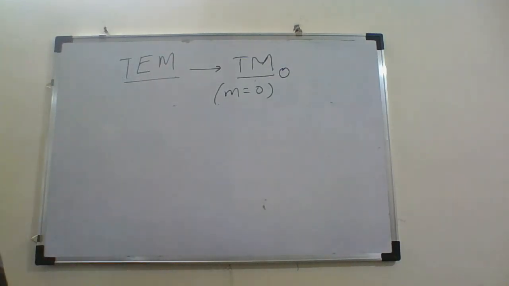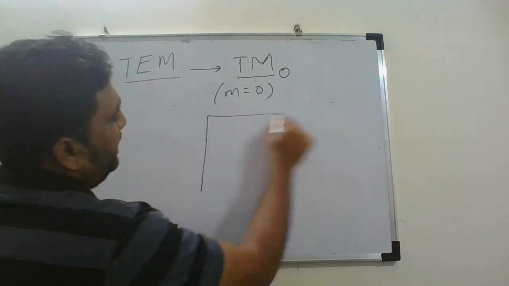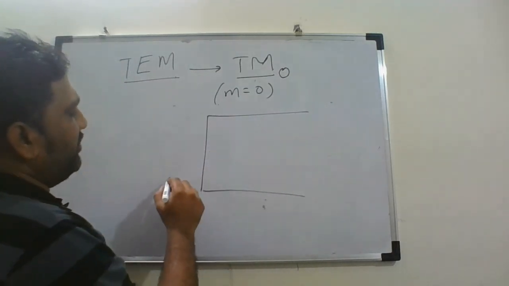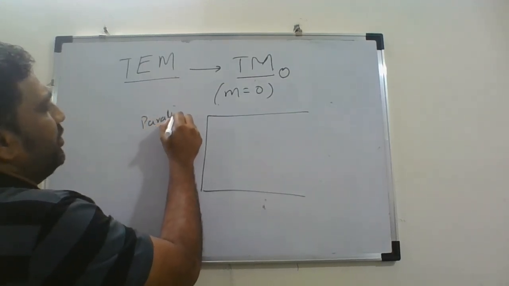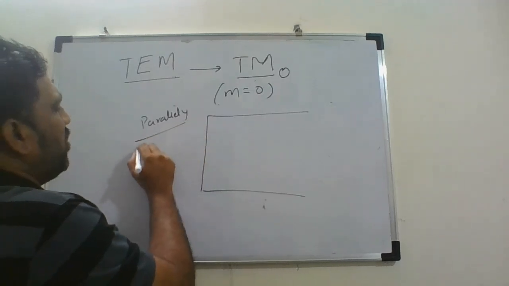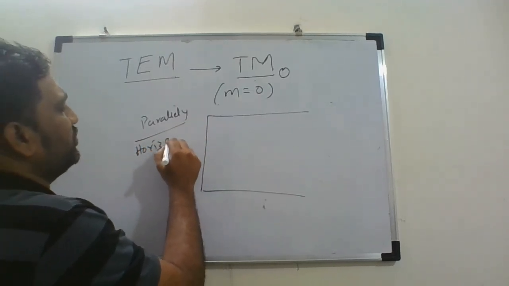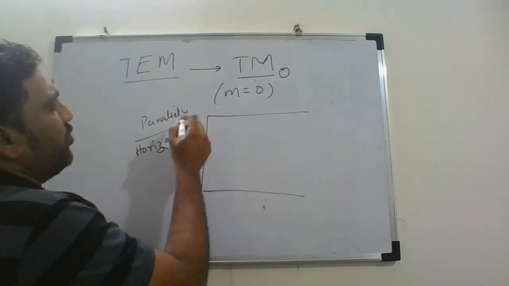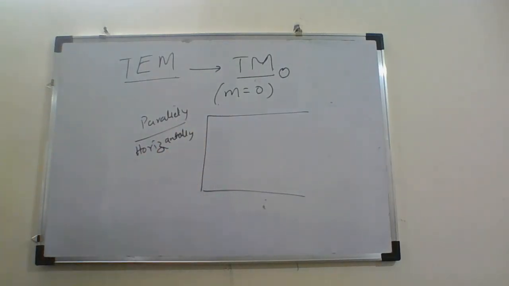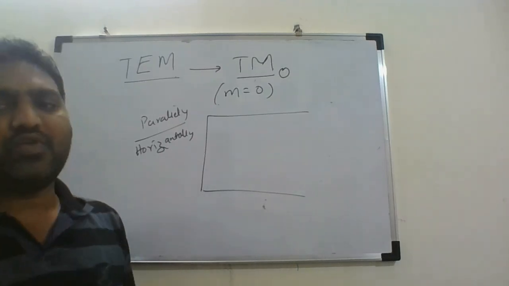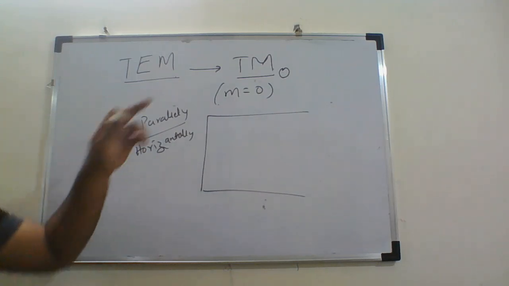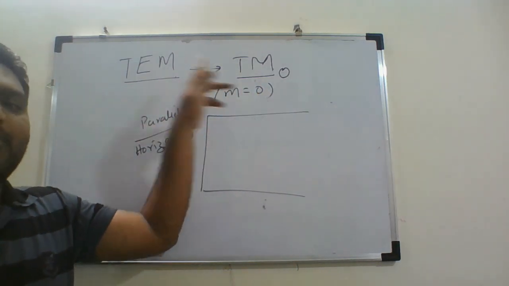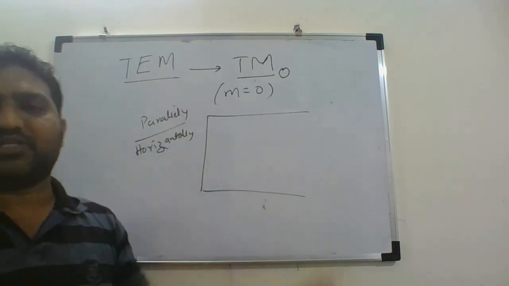We know when we will get TM waves. TM waves will be generated whenever I launch a parallelly polarized or horizontally polarized wave into the waveguide. Whenever we launch a horizontally polarized or parallelly polarized wave into the waveguide, we will get this TM wave. But here, we should get m equal to 0 and we should make the mode propagation possible.